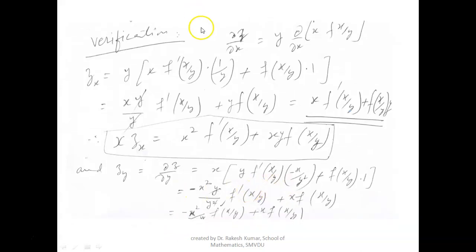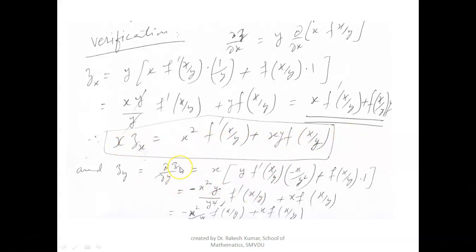And yes, for the verification of Euler's theorem, first of all we directly find del x of z and del y of z. So del x of z is just like this: y is independent of x, so only the derivative of x into f of x upon y is required. So zx is equal to y outside, x into derivative of this with respect to x, and then this into derivative of x with respect to x. If I do this differentiation I get this, and if I multiply by x, I get this one.